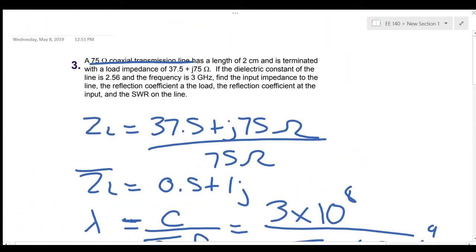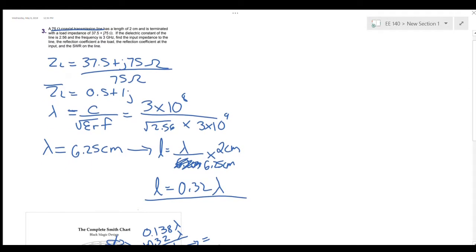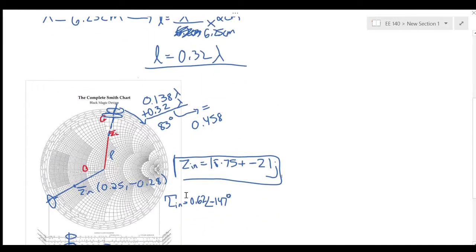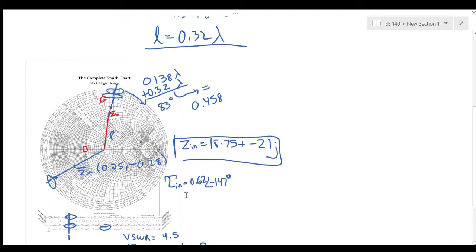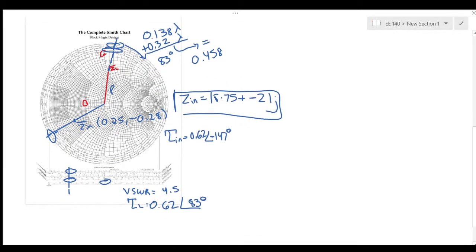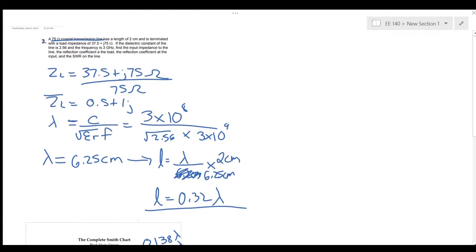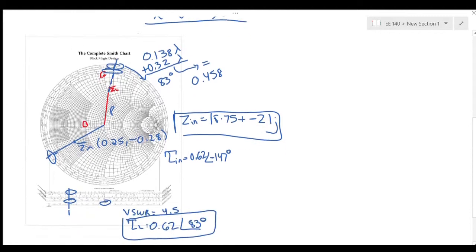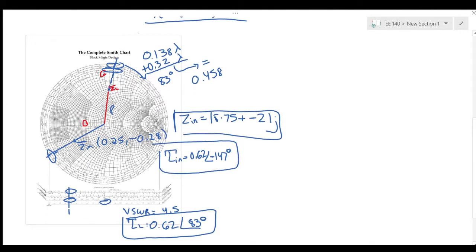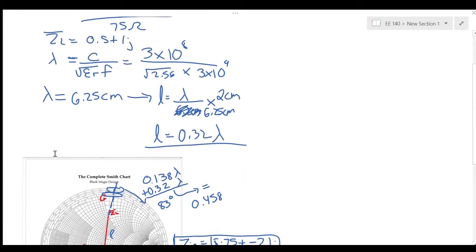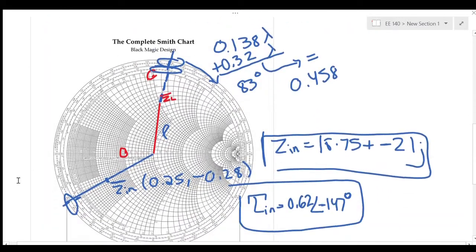So the question was asking, find the input impedance to the line, Zn, the reflection coefficient at the load, that is right here. Let me just circle it. Reflection coefficient load, and then the reflection coefficient at the input right there, and then our VSWR, which is 4.5. So I'll just go over the steps real fast just to review.